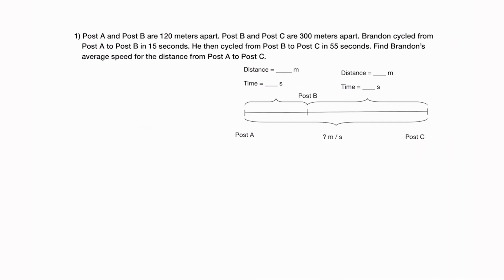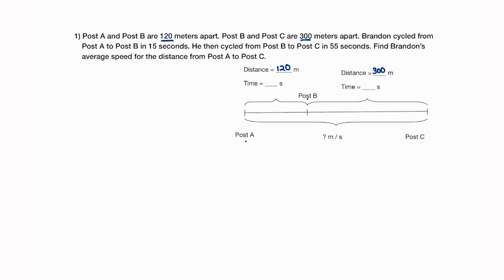Let's begin. Question 1. Post A and post B are 120 meters apart. So they've already given us this diagrammatic representation. Let's write information as we read. So this is 120 meters, right? Post A and post B. Post B and post C are 300 meters apart. So this is 300 meters.